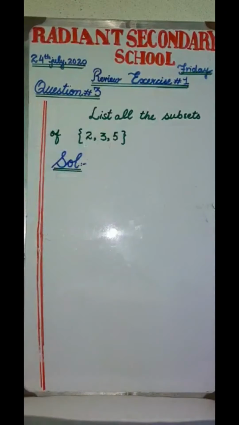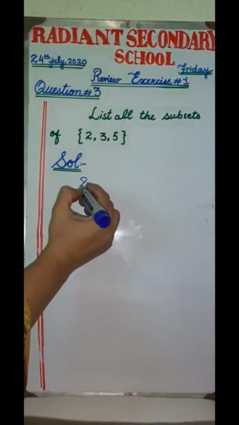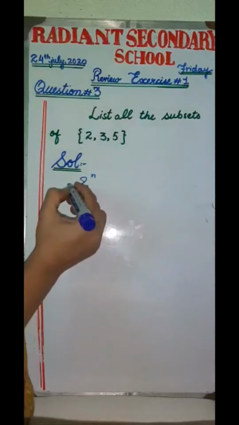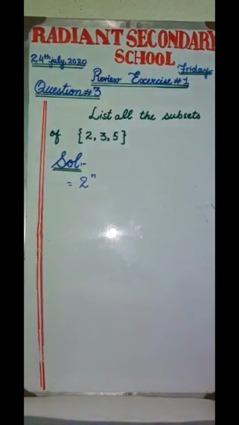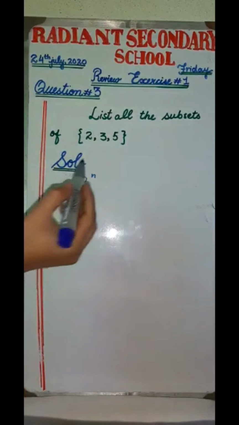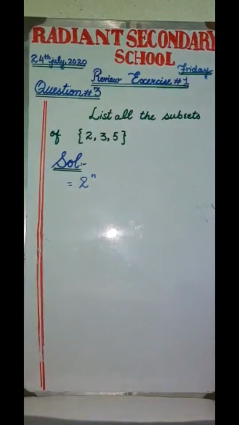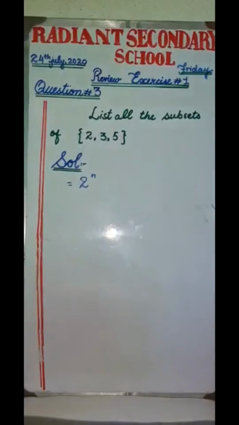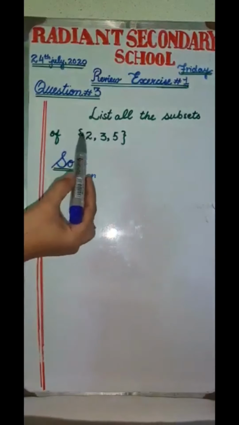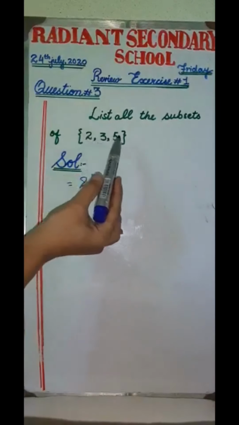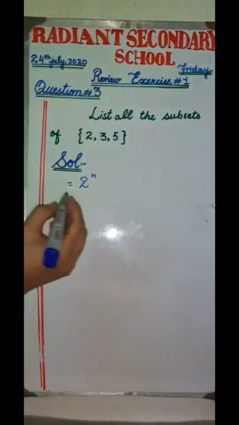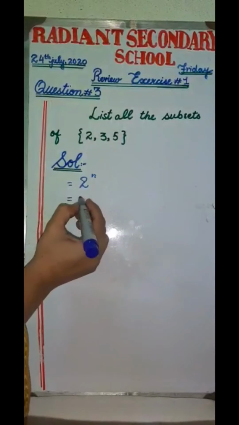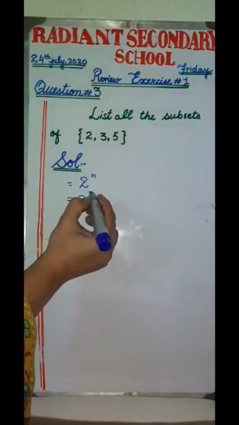So first of all, you have to know the formula. Formula is 2 power n. According to this formula, n means number of elements. In this set, how many elements are there? 3. 1, 2, 3. So you have to put number of elements, 2 power 3.